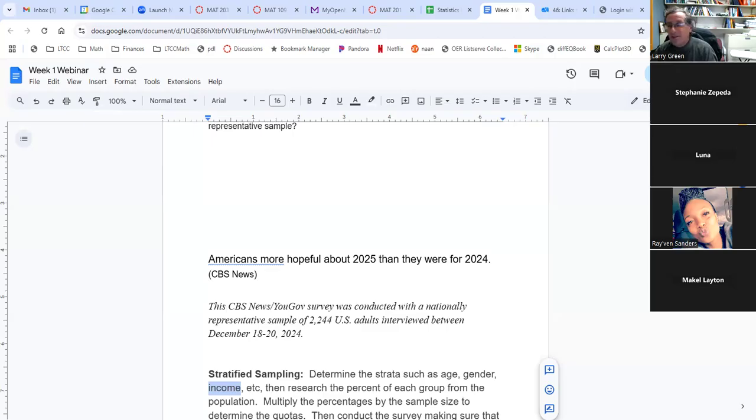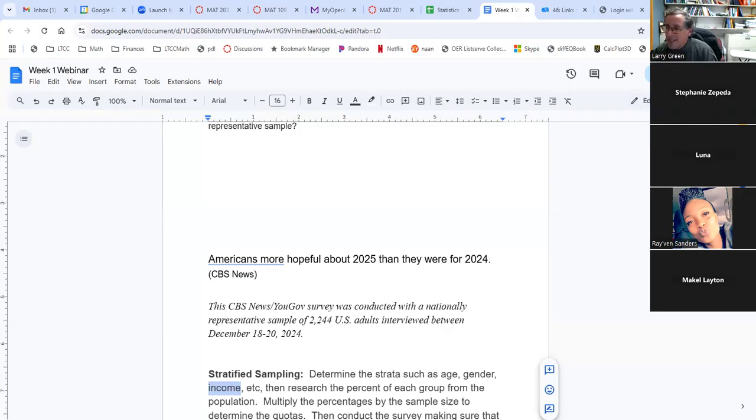Any thoughts? Hopefully you're typing. So what would the problem be if you said, all right, we'll just get 50 people in California, 50 people in Nevada, 50 people in Arizona, 50 people in New Mexico, just go through and 50 of each, and we'll call that stratified. That would not be stratified.